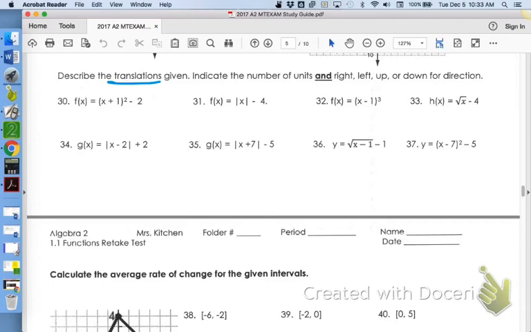All right, this part should be fairly easy because we've done this so many times. So we're going to describe the translations, and we're going to tell if it moves left, right, and if it's going up or down. Okay, so X always misbehaves, so this one is going to the left 1 and down 2. It is also going up. Okay, so the direction for it is up because A is positive.